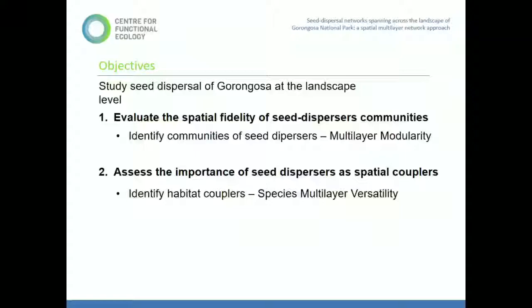And our two main objectives were to evaluate the spatial fidelity of seed disperser communities, identifying these communities using a multi-layer modularity approach, and then assess the importance of the individual species as spatial couplers of the different habitats, and we use a measure of importance that is versatility.